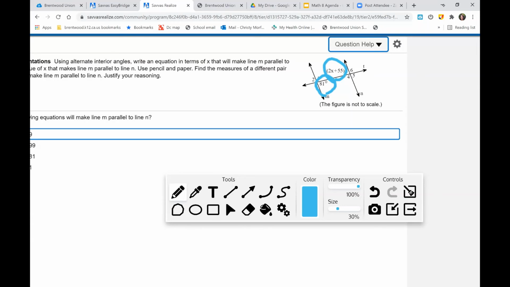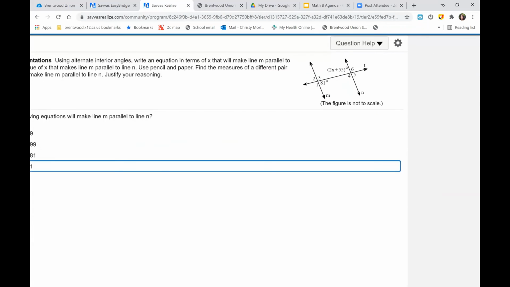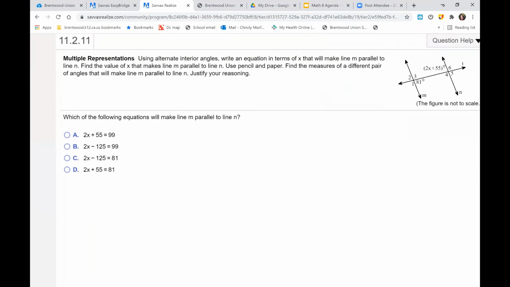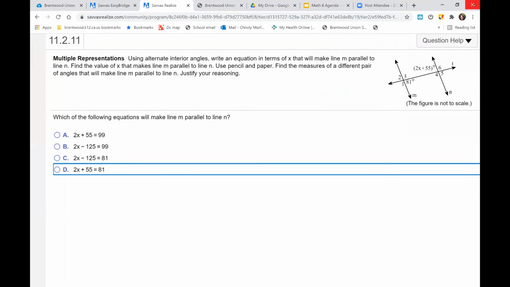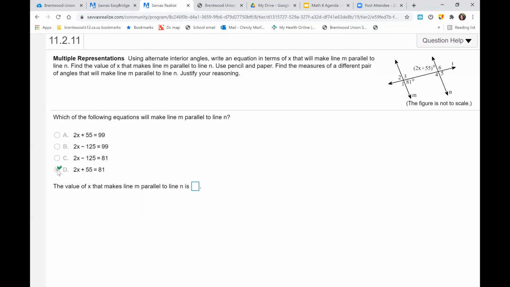So if we have said that they need to be equal to each other, then that means here in the answer choices, you want to pick something where they're equal to each other. So again, it was 2x plus 55 and 81. Well, the only one that says 2x plus 55 and 81 is D. That part should be really easy for you because the other things don't match what's there in the picture. And then to finish up, it's going to ask you to figure out what X has to be. So they don't want you to leave it like this. They want you to figure out what does X have to be for that whole entire angle to equal 81.